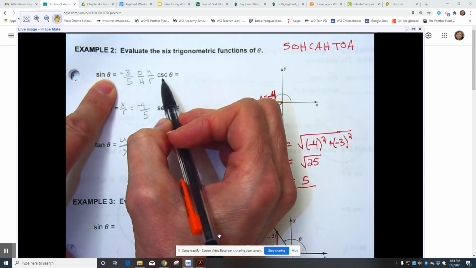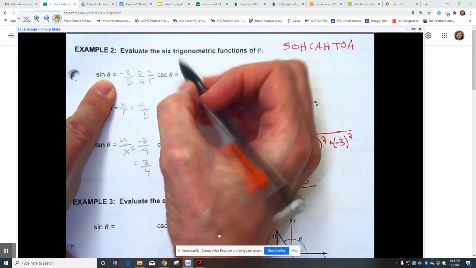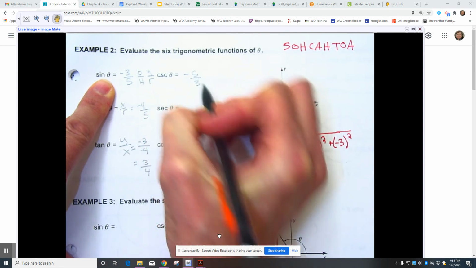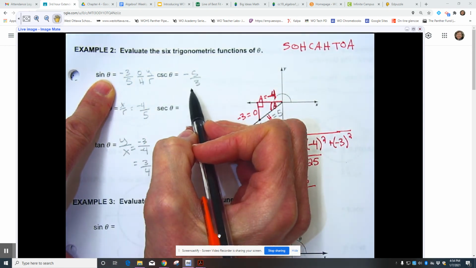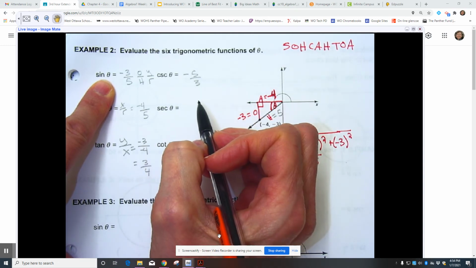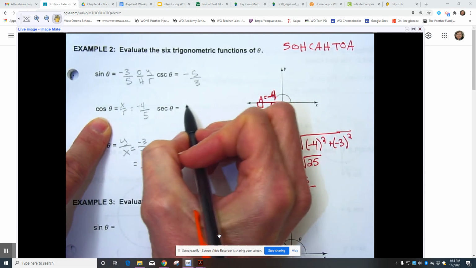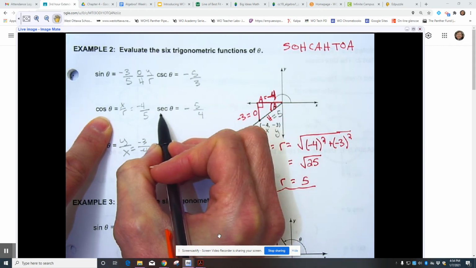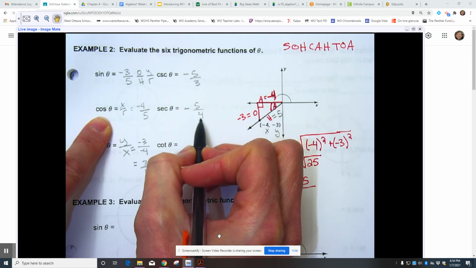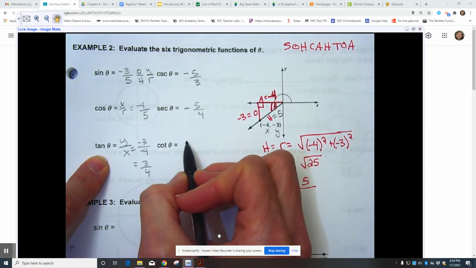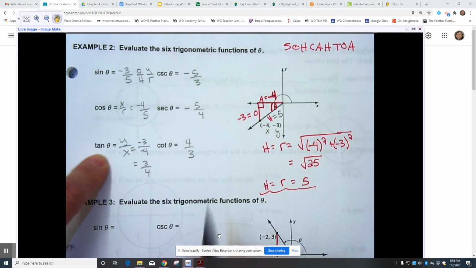Okay, cosecant is partner with sine, so I want to take -3/5 and flip it, make it -5/3. Doesn't matter where you put that negative. You can put it with the numerator, with the denominator, or even out front. -4/5 becomes -5/4. Secant and cosine are partners, so that's the reciprocal of cosine. Cotangent, take your tangent and flip it. Okay?